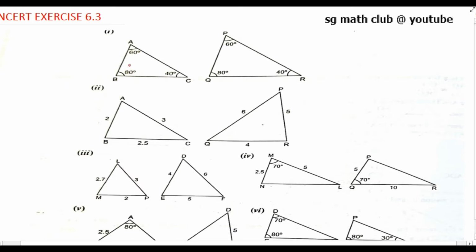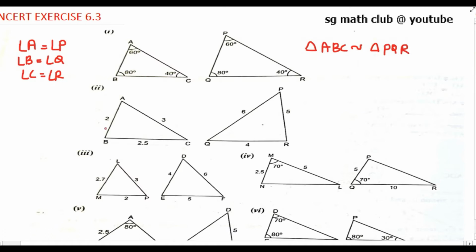So first, ABC and PQR, we can see here angle A is equal to angle P. Again, angle B is equal to angle Q, both are 80 degrees, and angle C equals angle R, both are 40 degrees. So by AAA similarity criteria, I can write that triangle ABC is similar to triangle PQR.